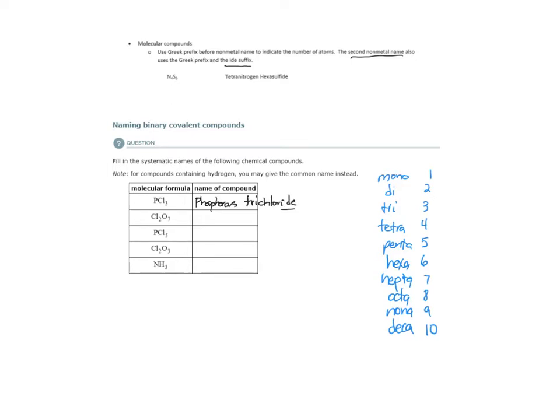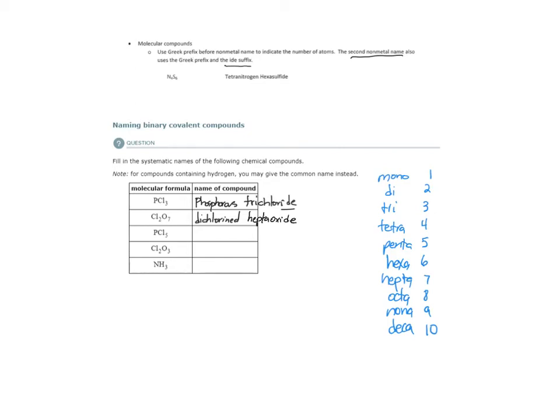IDE ending. Here, I have 2 chlorine atoms. So since the first nonmetal uses the prefix that is not mono, I will use it in this case. Dichlorine. Notice I don't use the IDE ending for the first nonmetal. I use the IDE suffix for the second nonmetal. Second nonmetal is oxygen. There's 7, so hepta oxide.